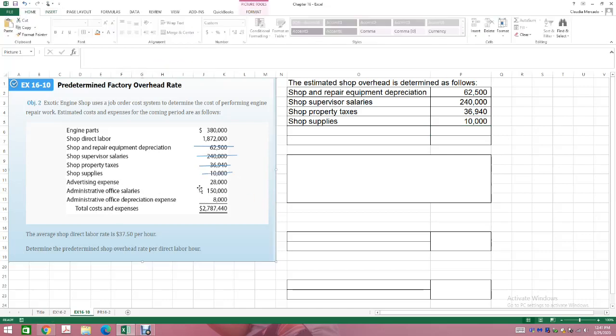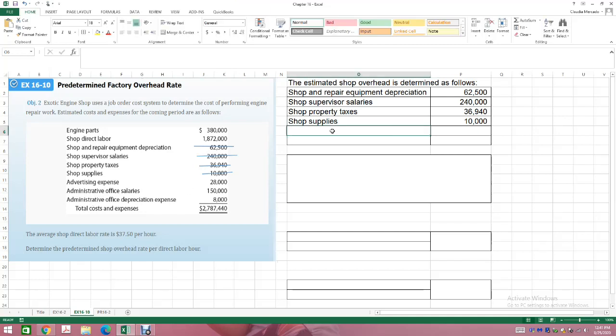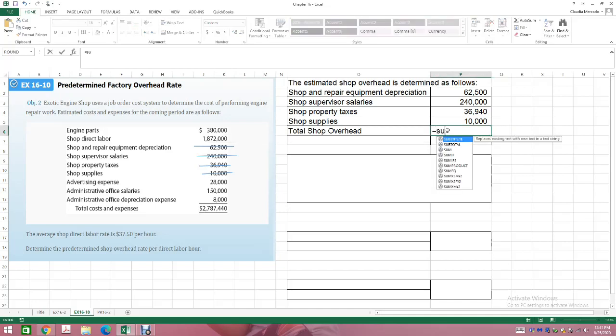Then we have advertising expense. That is not part of the component of materials, labor, or overhead. And these two are admin expenses. So these are not accounted for here. We only account for three things: direct materials, direct labor, and factory overhead. So now we are ready to calculate my total shop overhead. I'm going to add those together. So this is your total overhead cost right here, $349,440.